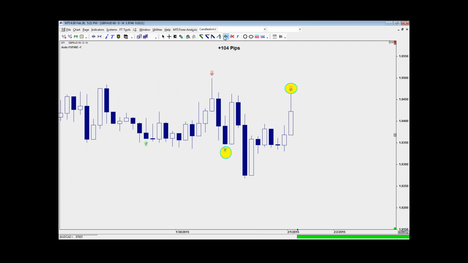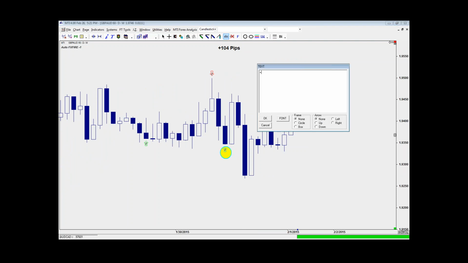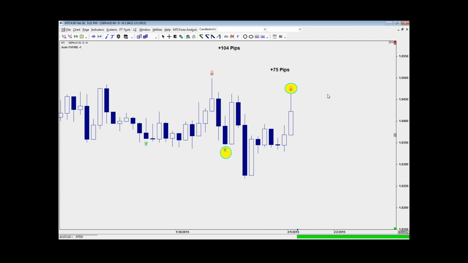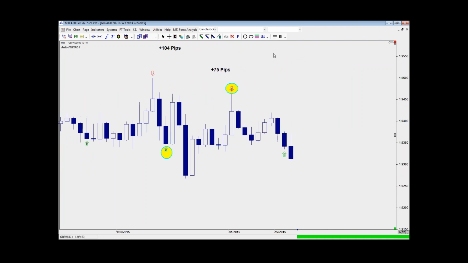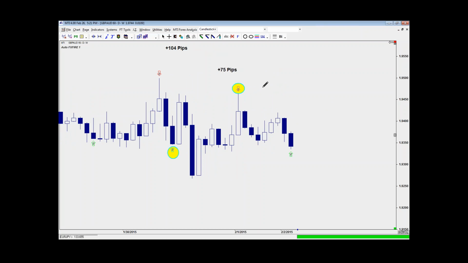So 75 pips. How many of y'all, type in a Y for yes if y'all are liking what I'm showing you. How many of you not only understand this, but how many of you like this? And so once again, if you're selling the market, you have a green arrow. It tells you to get out.